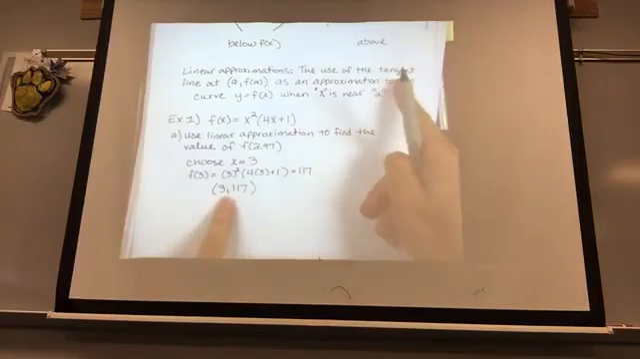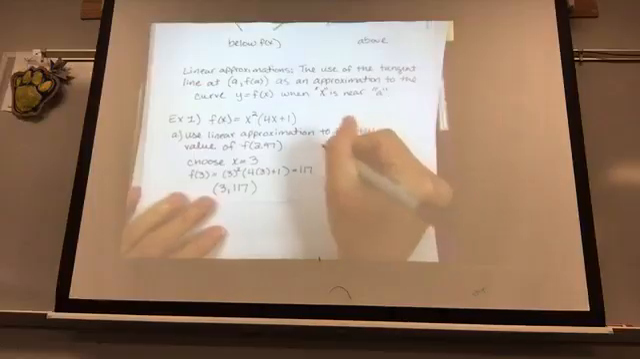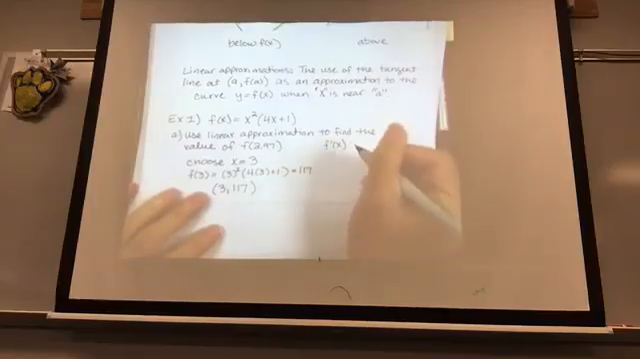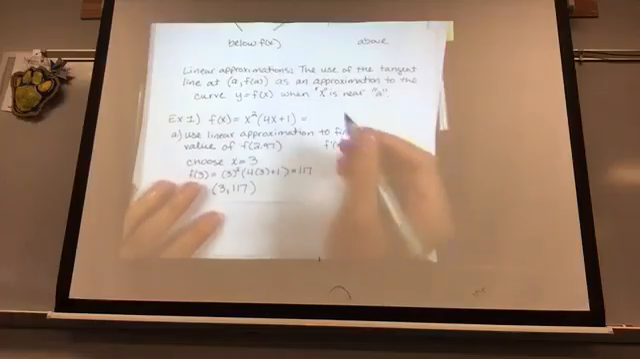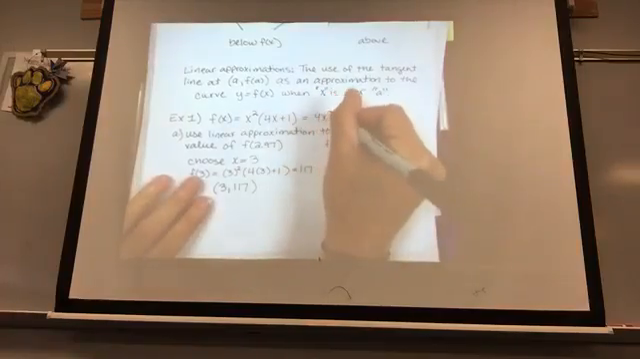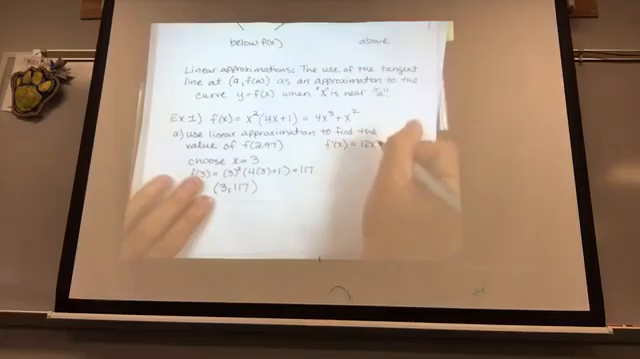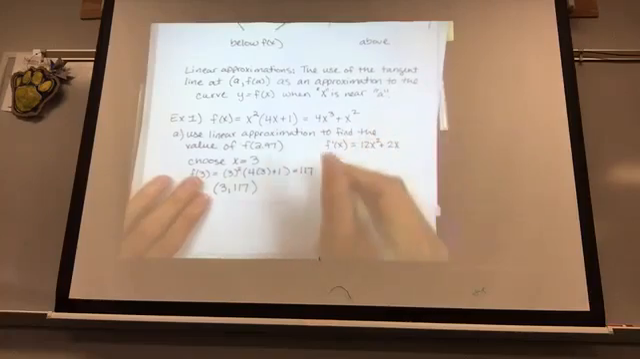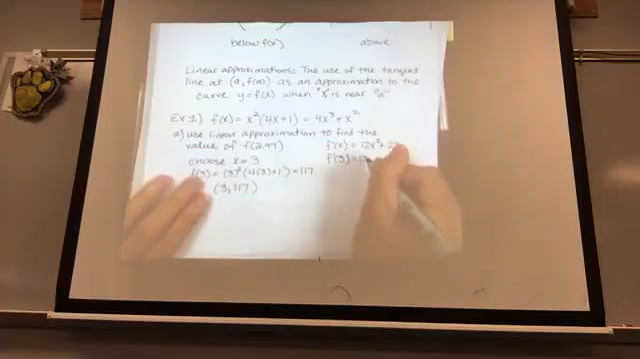It says it's the use of the tangent line. What else am I going to need if I'm using the tangent line? The slope. So that's why we need the derivative. So f prime of x, we could distribute this and it'd be easier to use the constant and power rule. It becomes 4x cubed plus x squared. And so f prime of x is 12x squared plus 2x. And so f prime of 3, if I plug in 3, 12 times 3 squared plus 2 times 3 gives us 114.